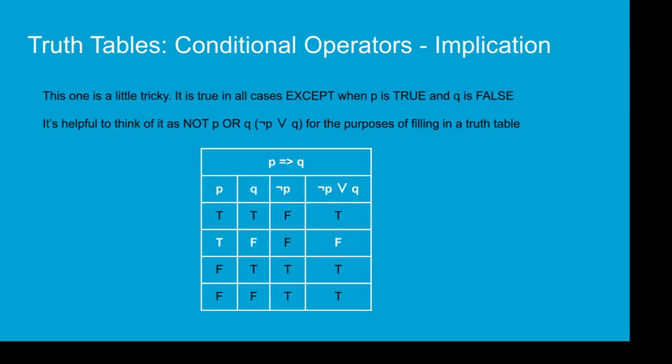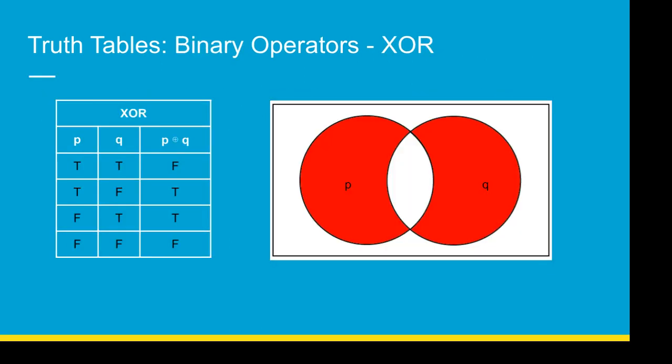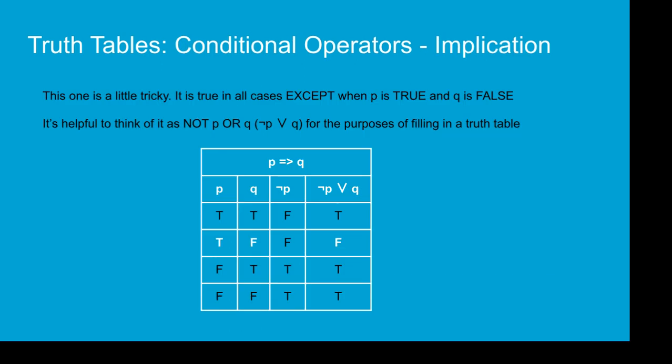All right. So those are the binary operators. Any questions about the binary operators? All right. So let's talk about implication. Implication's a bit tricky. It's really confusing because implication and equality are really similar. But the difference is that just because P implies Q doesn't mean that Q implies P.